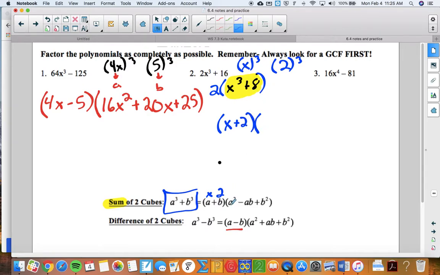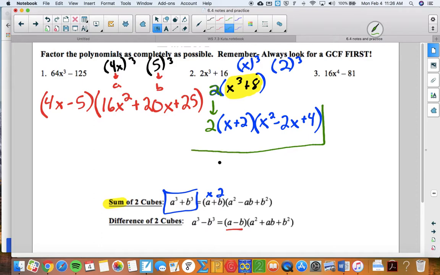So I'm going to go x plus 2 times my a value, which is x, squared, minus my a times my b, so x times 2, which is 2x, and then plus b squared. 2 squared is 4. However, do not forget this 2 out in front. Remember this GCF of 2 that we factored out in front? That has to come down. So here is my final answer. Beautiful.